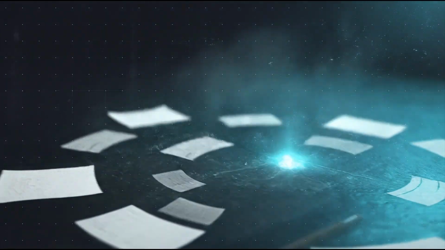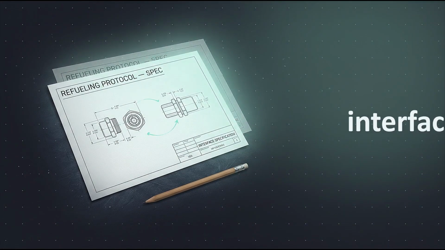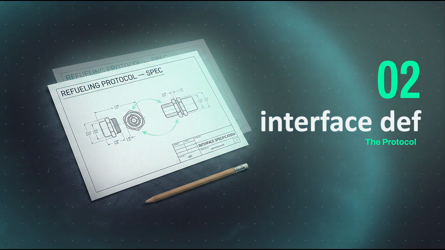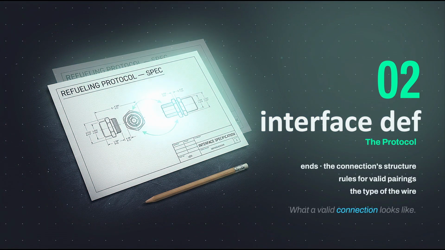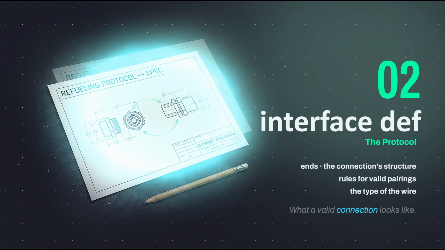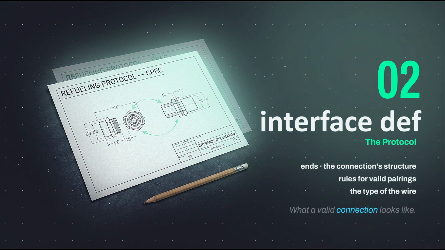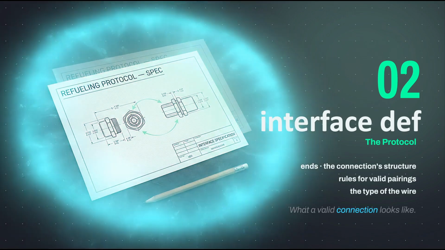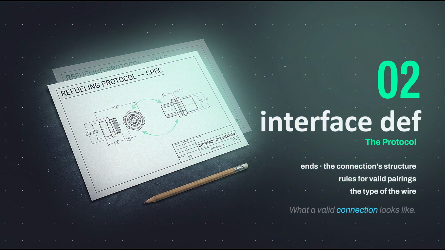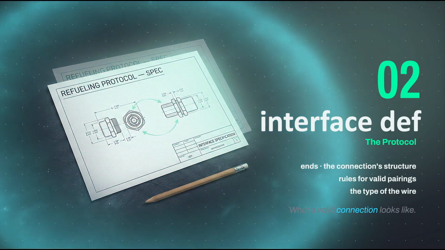The second is the interface def, which establishes the connection protocol. This is the type, or the blueprint, of the connection itself. It defines the structure of the wire or protocol that links two ports together. Crucially, interface def is not the physical connection. Rather, it is the definition of what a valid connection looks like.